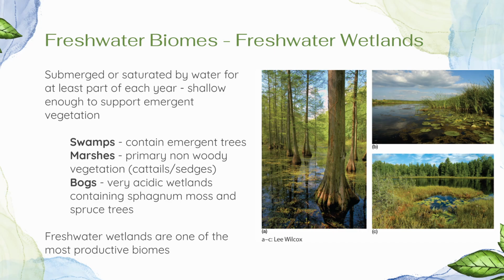Freshwater wetlands are areas that are submerged or saturated by water for at least part of each year. They are shallow enough to support emergent vegetation. There are different types of wetlands. Swamps contain emergent trees, marshes have non-woody vegetation like cattails, and bogs are very acidic and contain sphagnum moss and spruce trees. Freshwater wetlands are considered one of the most productive biomes on Earth.